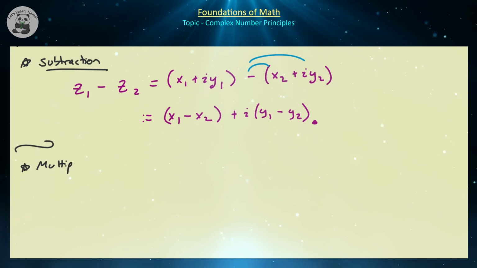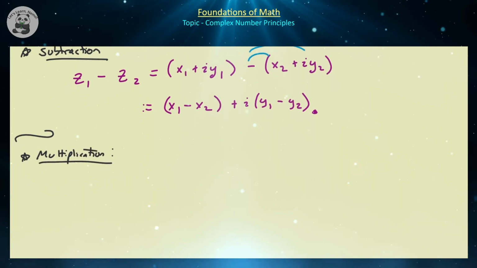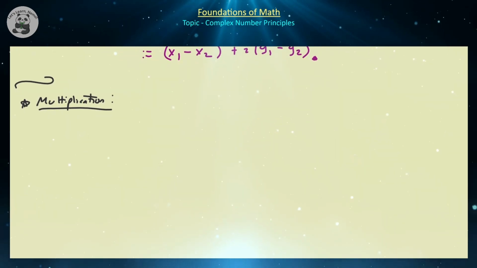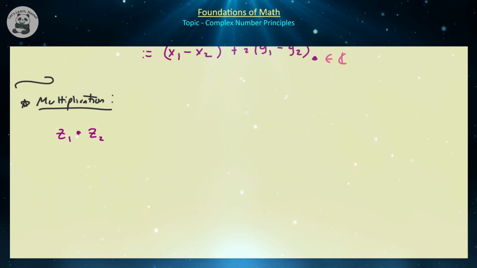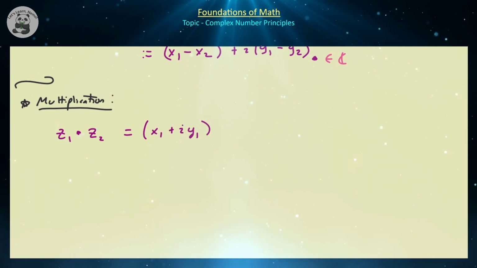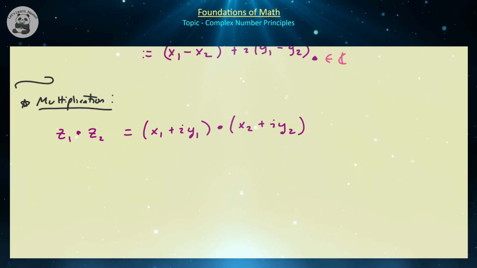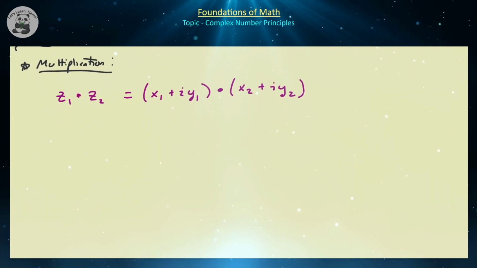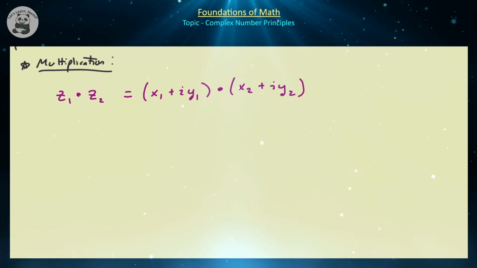And what about multiplication? Multiplication is going to be a little bit more involved. So this is going to be z1 times z2. And you should also be able to verify that, for example, subtraction between complex numbers will also be complex. That's actually not hard to verify. So z1 times z2, its inherent structure will be x1 plus i y1 multiplied by x2 plus i y2. So it's tempting to use the distributive property on this, and that's what we're going to do.